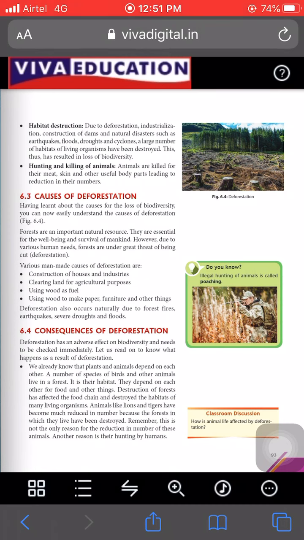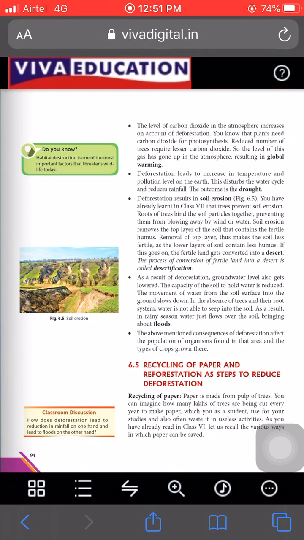Next, firstly, here we read the effect of deforestation on the earth. First is global warming. What is global warming? When a lot of harmful gases are present in our atmosphere, it increases the temperature of the earth.